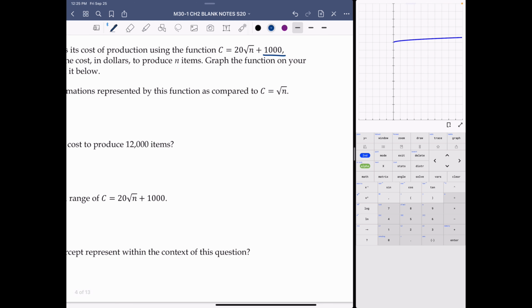So let's do a quick sketch. Our y-intercept is at 1,000. I'm not going to really find any points for this. I know it starts at 1,000 at the y-intercept, and then it just kind of goes up from there.